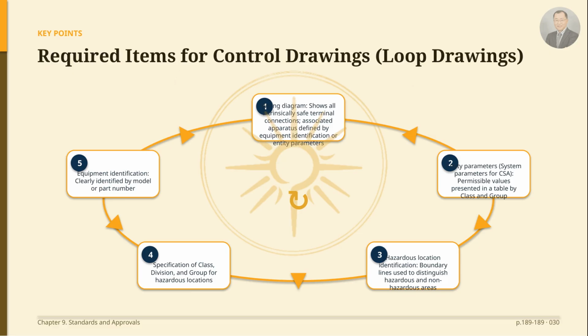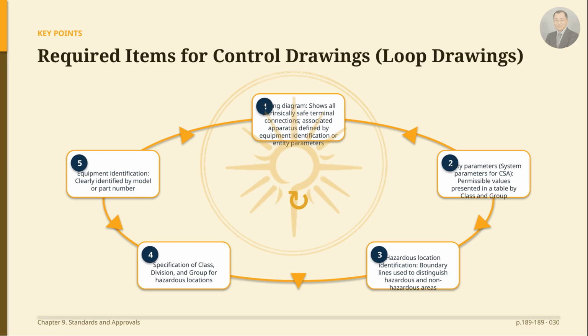First is the wiring diagram. The drawing must contain a diagram of the apparatus showing all intrinsically safe terminal connections, and for intrinsically safe apparatus, all associated apparatus must be defined either by specific equipment identification or by entity parameters. Second are the entity parameters, or system parameters in the case of CSA, which must be presented in a table showing allowable values for each applicable class and group.